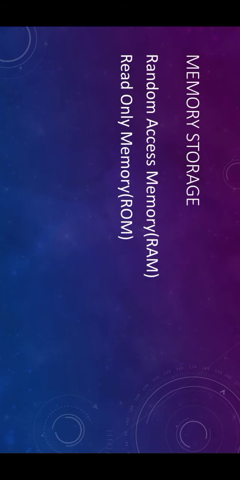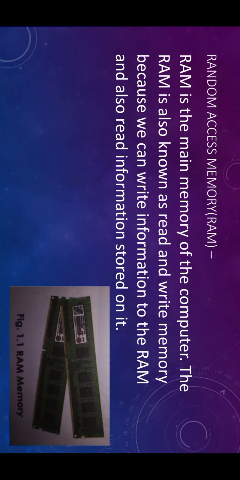Now let's start with memory storage. Just like we humans have a brain memory to save information and experiences, the computer too has a memory, children. There is a memory chip on the motherboard of a computer. This memory chip comprises random access memory, that is RAM, and read-only memory, that is ROM. Let's learn in detail what is random access memory.